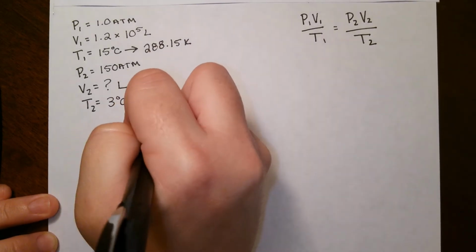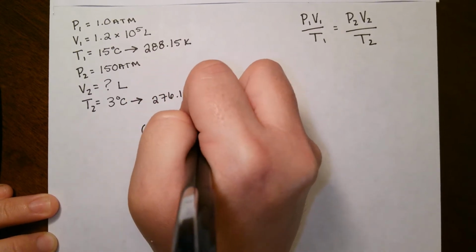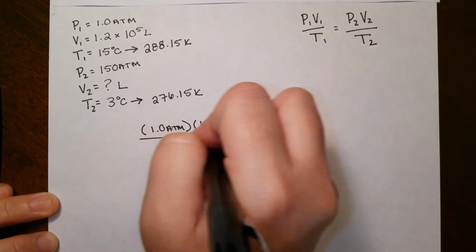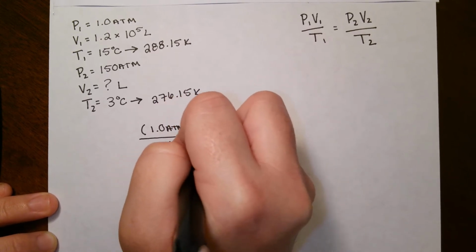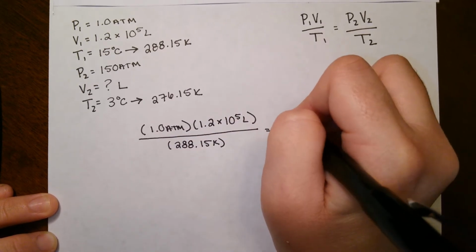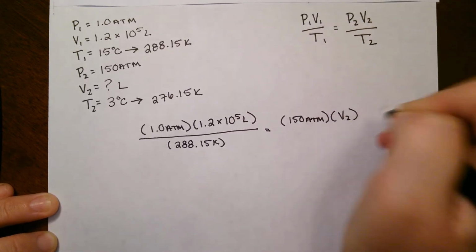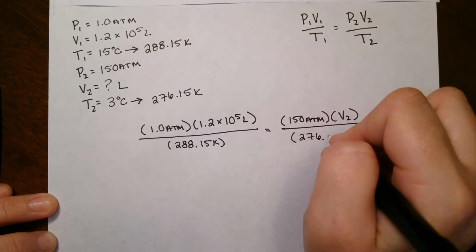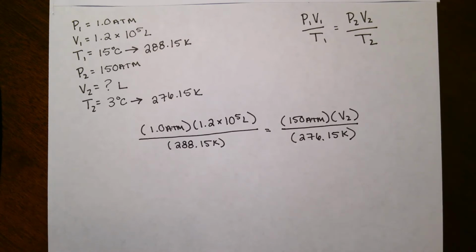So we start with P1, which is 1.0 atm, times V1, which is 1.2 times 10 to the 5th liters, over T1. Make sure you plug in that Kelvin, 288.15 Kelvin. Plug in all those secondary ones. So P2 is 150 atm. Our V2 is our unknown, and T2 is 276.15 Kelvin.